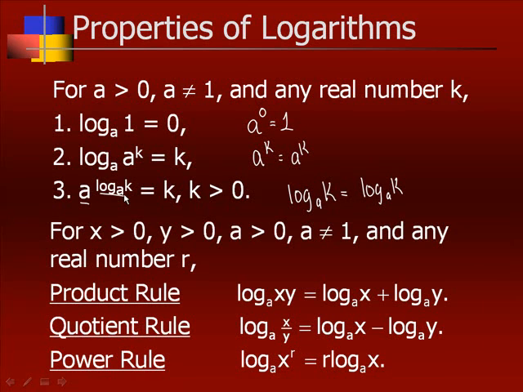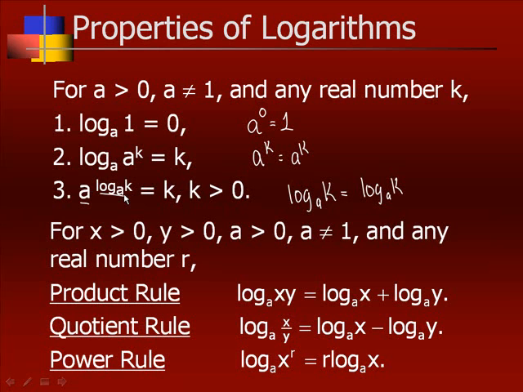For x greater than 0, y greater than 0, a greater than 0, and a not equal to 1, and any real number r, the product rule for logarithms says the log of xy base a is equal to the log of x base a plus the log of y base a. The quotient rule says the log of x over y is equal to the log of x minus the log of y. Notice the bases will stay the same for all of these.